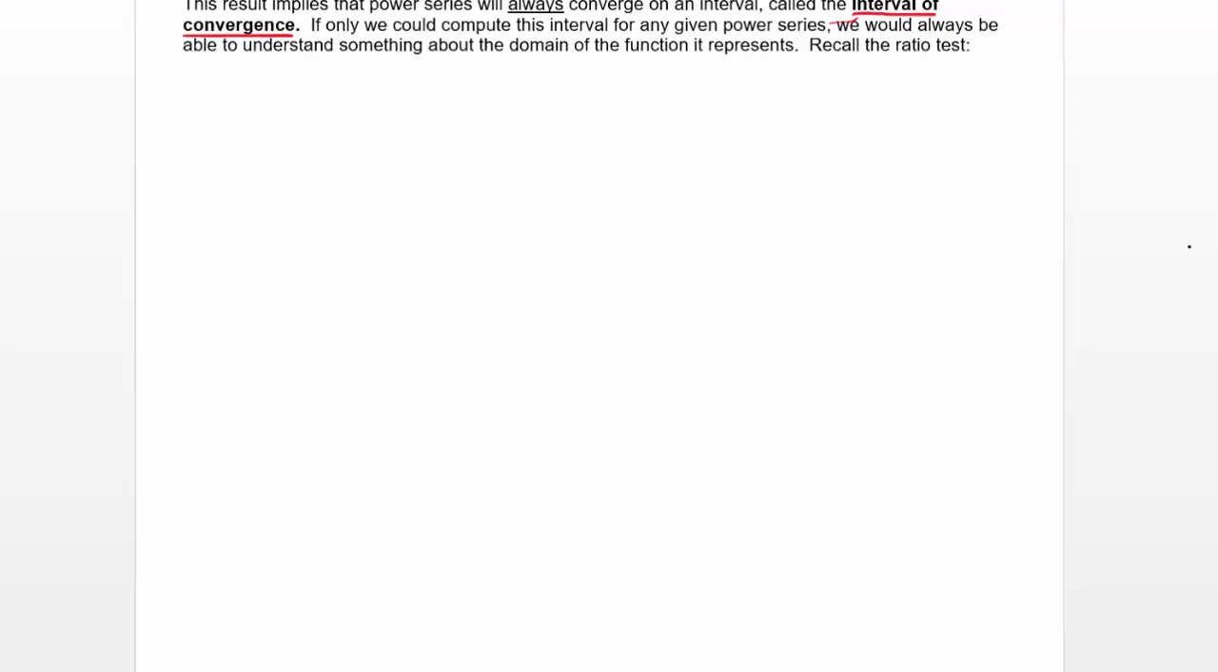So suppose we have some power series. This is some power series, and we're going to apply the ratio test to try to determine for how we can make this thing converge. So the ratio test says that the ratio test would look something like this.